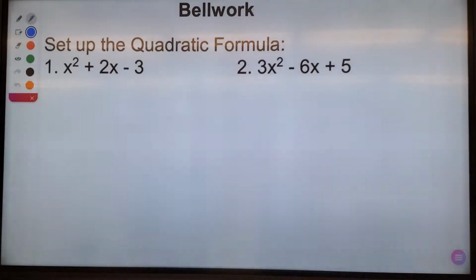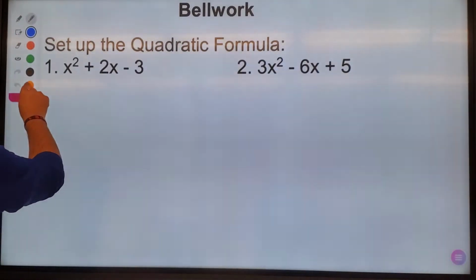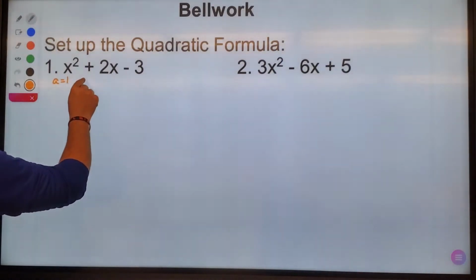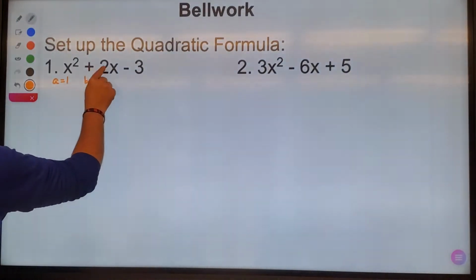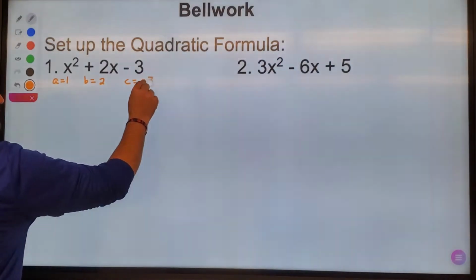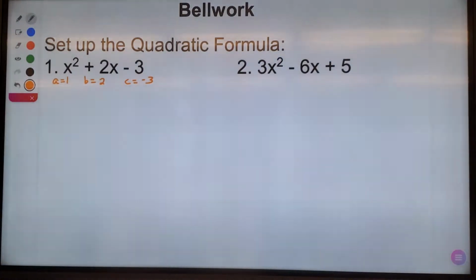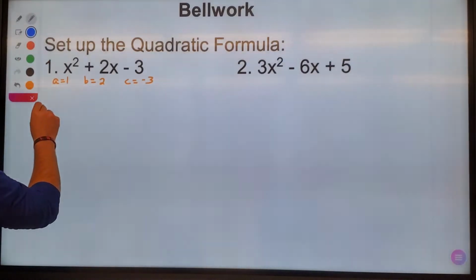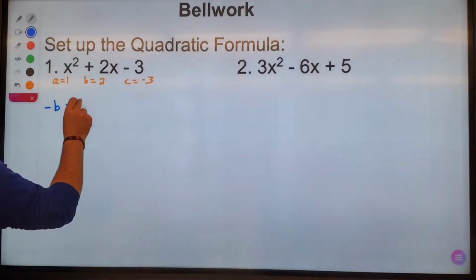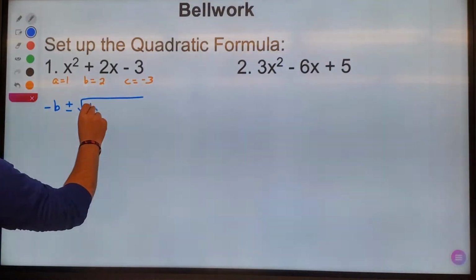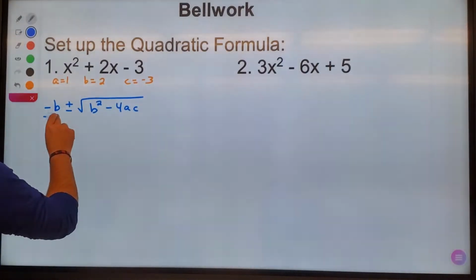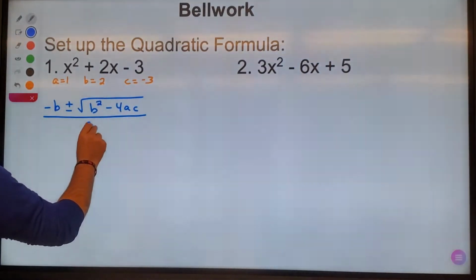Okay, so identify the values of A. A is 1 here. The value of B here is 2, and the value of C here is -3. Okay, and again, the quadratic formula is -b plus or minus the square root of b squared minus 4ac, all over 2a.